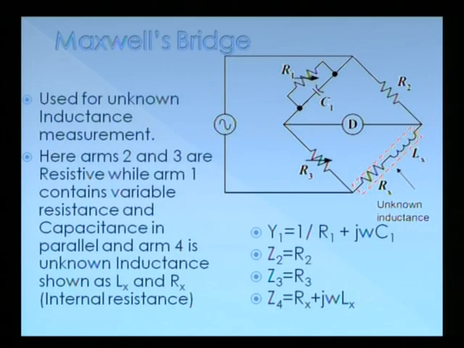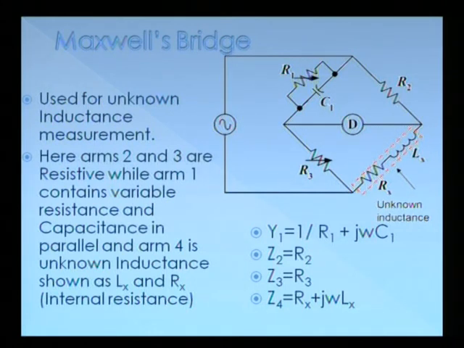Other bridges are there. The next one is Maxwell's bridge. Maxwell's bridge is normally used for inductance measurement for lower and moderate quality factor coils. Here the terms of quality factor come in, which we will discuss a few minutes later. Here arms R2 and R3 contain only resistors, while arm 1 contains a resistor along with a capacitor in parallel, while arm 4 contains the unknown inductance for the measurement. The impedances are also shown.